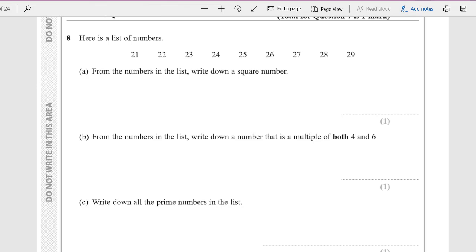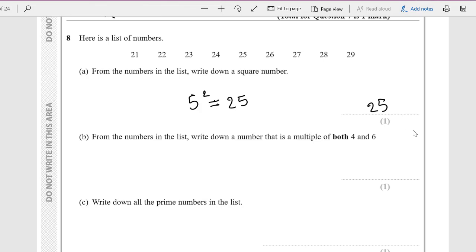Okay, question 8. It says, here is a list of numbers. From the numbers in the list, write down a square number. So a square number, remember, is any number that can be square rooted to give us an integer. So in this case, can't square root that to give us an integer. Keep going. Oh, there we go. 25, because 5 squared, just instinctively I know from doing this many times, equals 25.